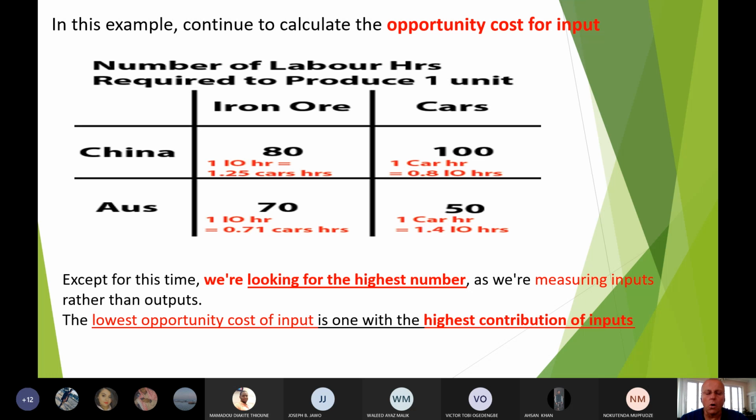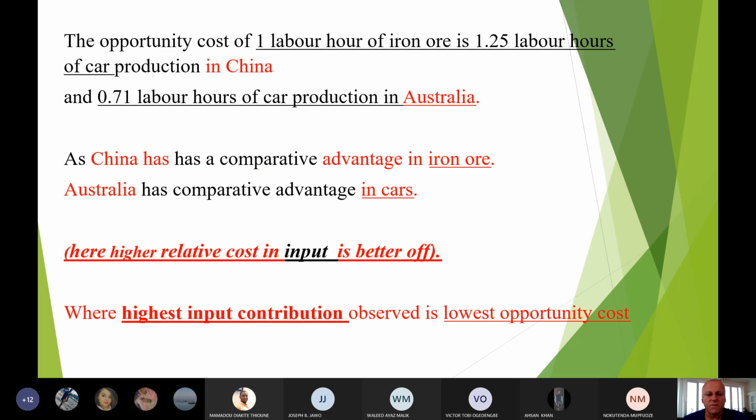1.4 iron ore is equal to 1 car. Therefore, it is preferred to use these options as it is written here. Australia has the advantage in cars and China in iron ore. Here, a higher relative cost in inputs is better off. As I said to you, you are taking the highest contribution of the inputs.